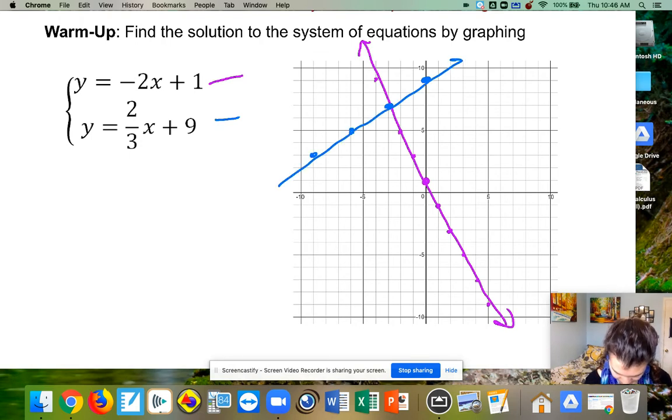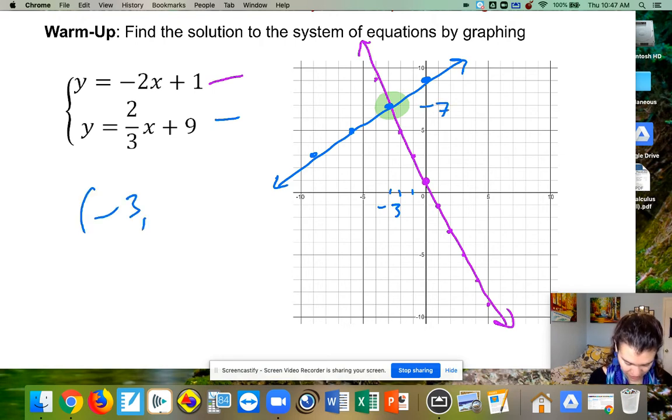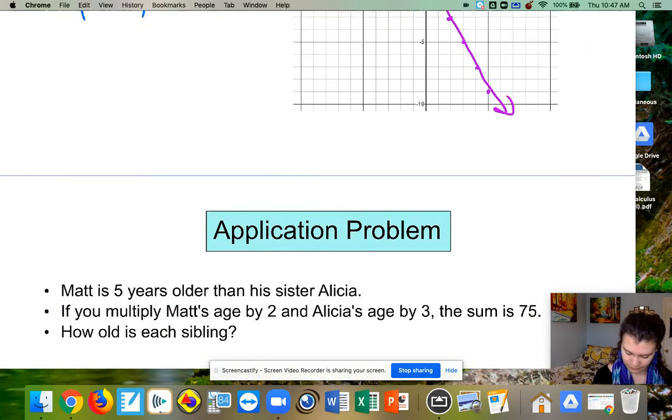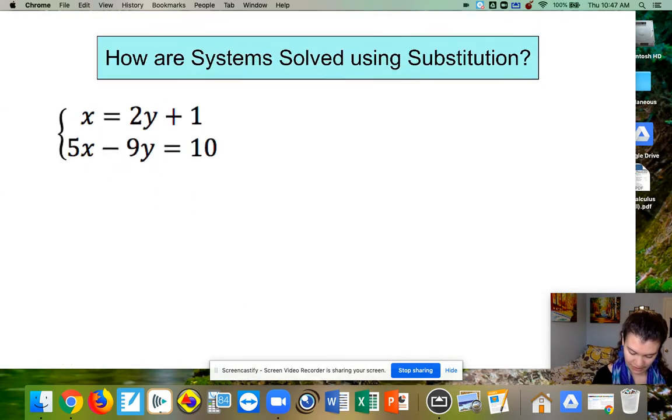Connect your dots. And where these two lines cross or intersect right here, that is your solution. So this is over at -3 and +7. So our solution would be -3, +7. If you want to check, you can plug -3 into your equation, and you should get an answer of 7. Okay, we're going to skip this one and go to substitution.